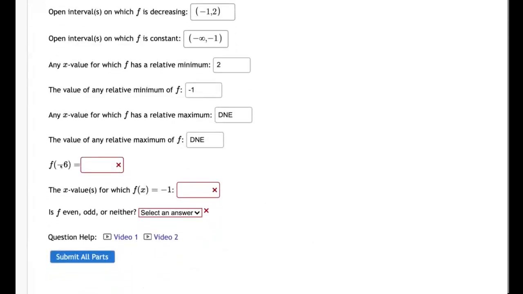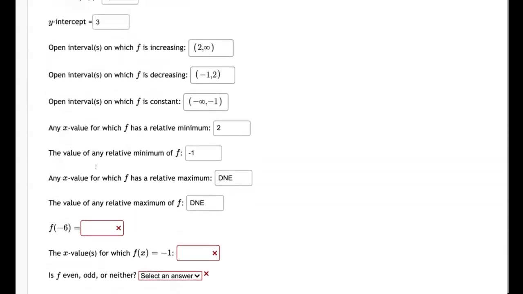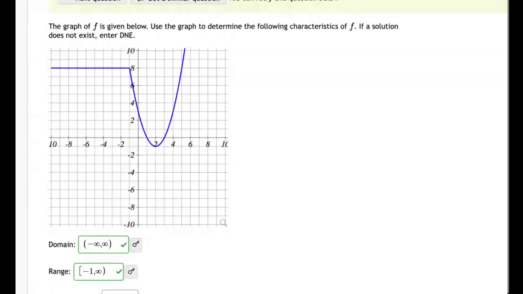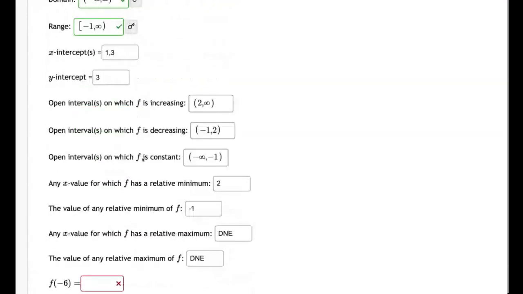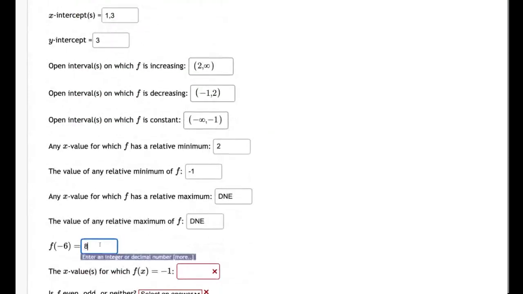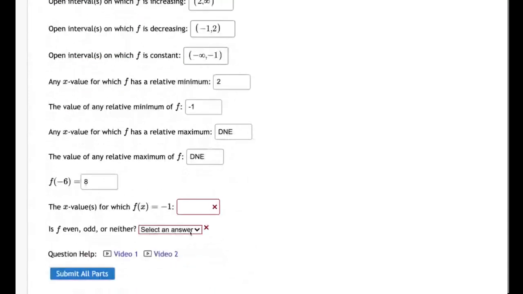The next one says f of -6. So when our x value is -6, what's our y value? When x is -6, which is right here, boom, here's my graph. What is this y value? +8. So -6, +8.